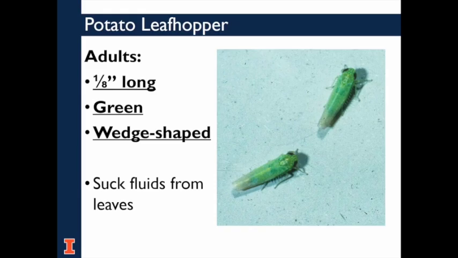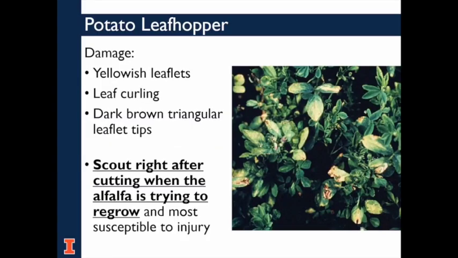Next we have potato leafhopper. Potato leafhopper adults are 1/8 of an inch long with green, wedge-shaped bodies. This species causes injury by sucking fluids from leaves. Potato leafhopper feeding can cause yellow leaflets, leaflet curling, and dark brown leaflet tips. Scout for potato leafhoppers after the first cutting when the alfalfa is susceptible to injury, and continue scouting after each subsequent cutting.